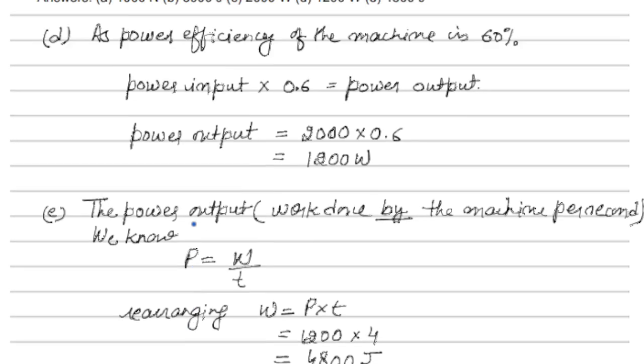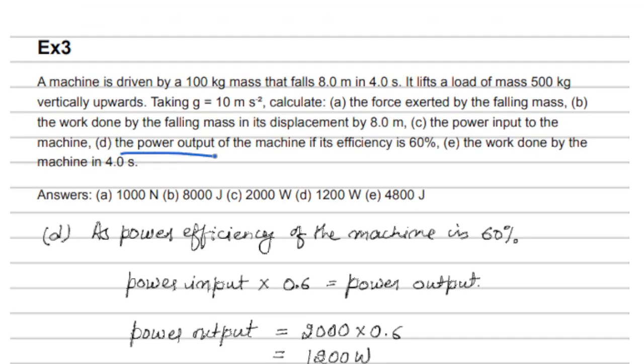We need to calculate the power output of the machine if its efficiency is 60%. If it is 100%, what will happen? The entire 2000 watts, the output will also be 2000 watts. But now the efficiency is only 60%, or 0.6 if you think in terms of a fraction. So 0.6 times the input only will be converted into power output.